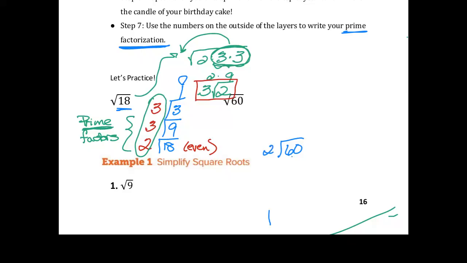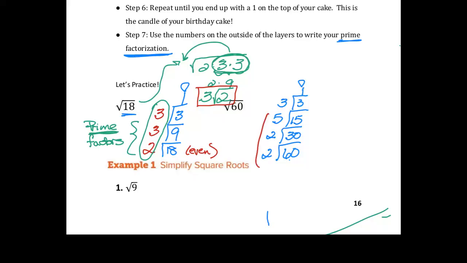So what is 60 divided by 2? 30. And 30, is that an even number? Yes. 30 divided by 2 is 15. 15 ends in a 5. So what prime number can I divide 15 by? 5. Could have done 3 also, and it doesn't matter, because they'll all be the same. So 15 divided by 5 is 3. 3 is divisible by 3, and that gives me the 1. These over here are your prime factors.